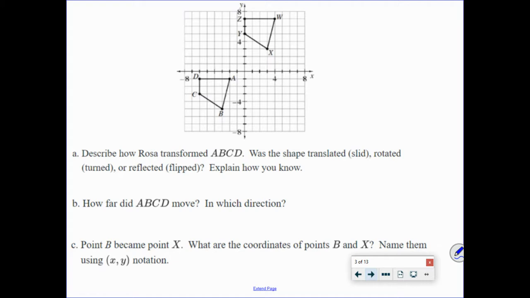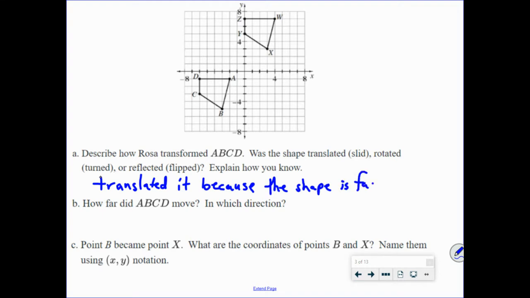Now, based on the work here, you should be able to determine that she translated it because what? Well, because the shape is facing the same way. Do you see that? It hasn't rotated. It hasn't changed. I mean, this side here is still the shortest side. They all match up perfectly there.